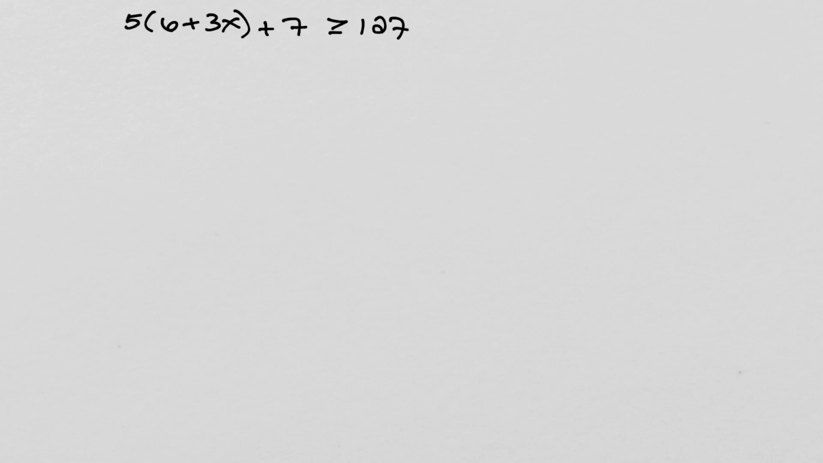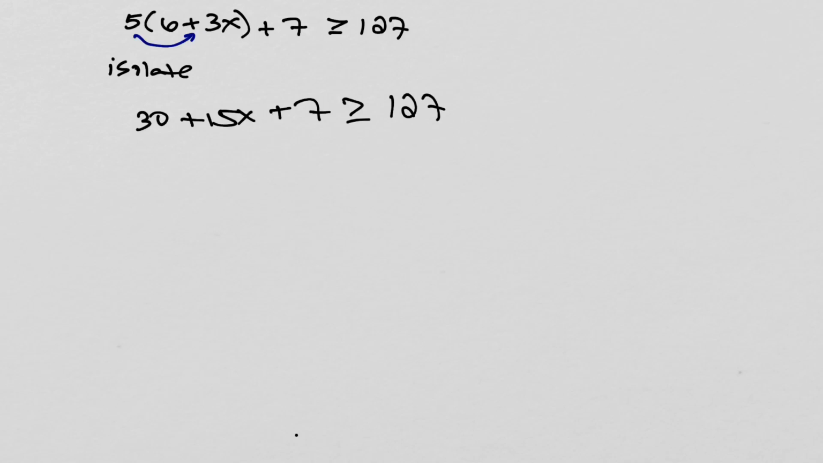Okay, so let's look at this equation. Again, we want to solve it for x, so we need to isolate the x again. If we want to isolate it, let's go ahead and multiply this thing out. If I take this 5 times everything in here, I will get a 30 plus a 15x, and then don't forget you've got your plus 7 and your 127. So on the left-hand side, I have a 15x. These two constants, if you add those together, add up to 37.